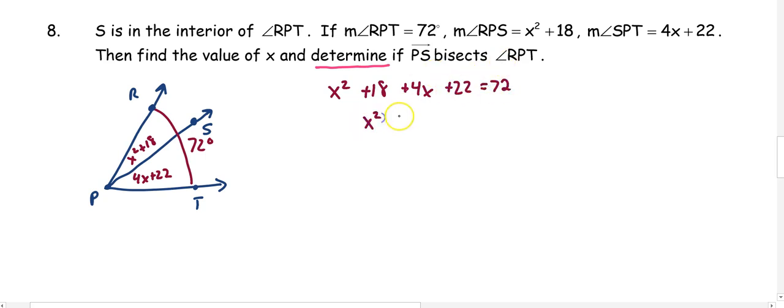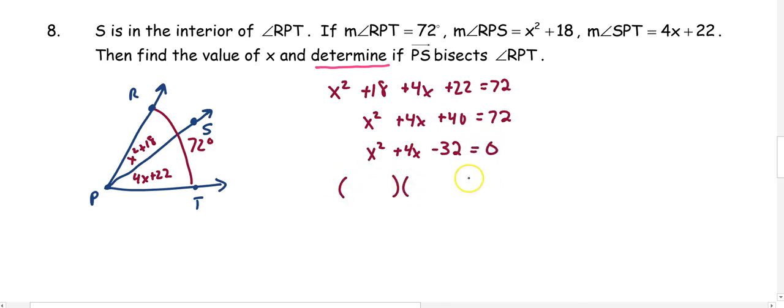So when I combine like terms, x squared plus 4x plus 40 is equal to 72. I'm going to subtract 72 from both sides, so x squared plus 4x minus 32 equals 0. So I need to know what multiplies to negative 32 and adds to 4. So that's (x plus 8)(x minus 4), which means that x is negative 8 and x is 4.